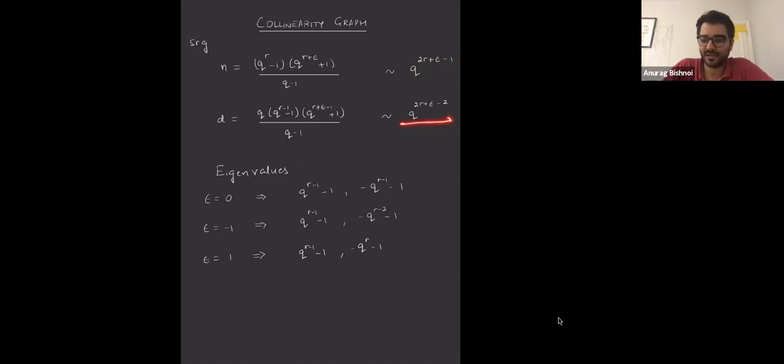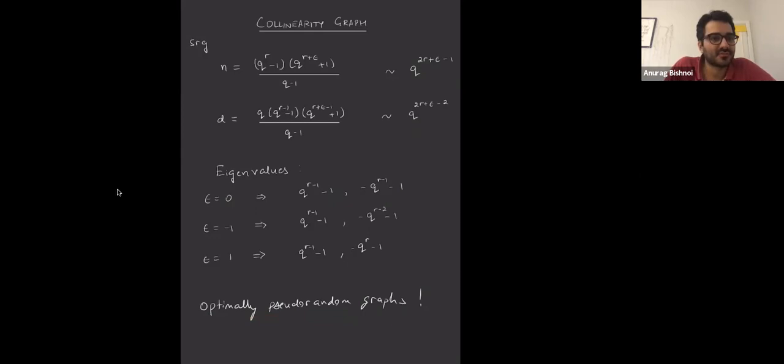And now the most interesting thing about these collinearity graphs, especially from a Ramsey theory perspective, is that the eigenvalues are quite nice. So the eigenvalues turn out to be roughly the square root of d. In fact, for epsilon equal to 0, you can note here that this thing is just q to the 2r minus 2. So the order is exactly square root of d. So this tells you that we get optimally pseudo-random graphs. And that's quite nice, that's quite exciting. And also you wouldn't see these examples of pseudo-random graphs in any of the surveys on pseudo-random graphs.